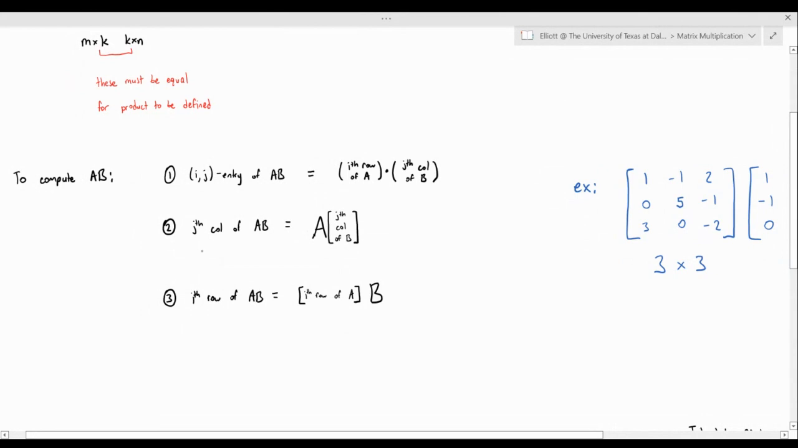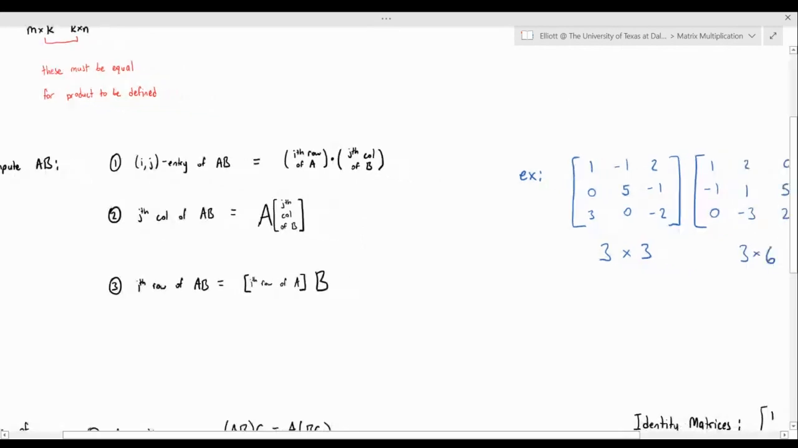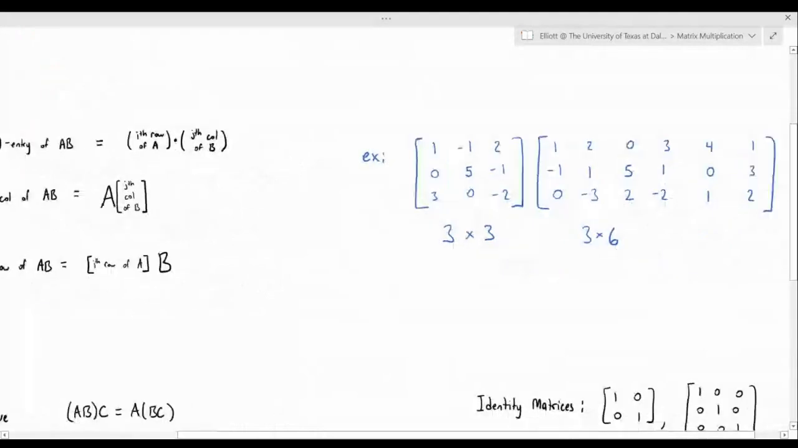There were also some ways of thinking about the product in terms of columns and rows instead of entry by entry. So the jth column of the product AB is equivalent to matrix A multiplying the jth column of B. And then the ith row of the product AB is equivalent to taking the ith row of A and multiplying it with the matrix B, okay? So I'm going to try to illustrate how that works with this example here.